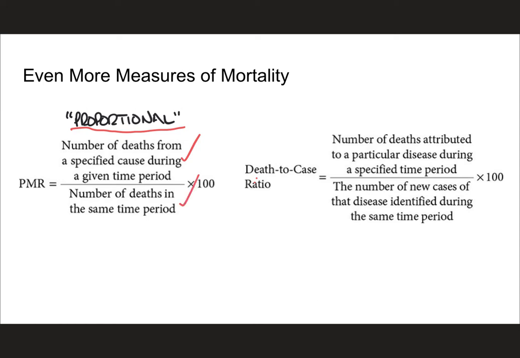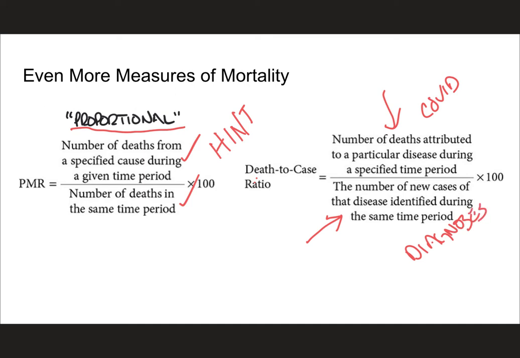A cause-specific mortality is divided by the total population. So those are two different, and again, that should be a hint for you. Death to case ratio: the number of deaths attributed to a particular disease during a time period divided by the number of new cases of that disease identified in the same time period. This is a perfect example for COVID, right?